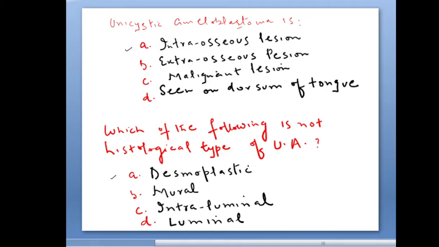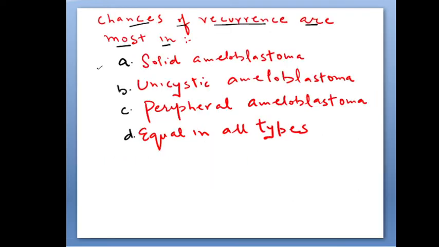Question number four, which of the following is not a histopathological type of unicystic ameloblastoma? Mural, intraluminal, luminal are histopathological varieties. But desmoplastic is not a histopathological type of unicystic ameloblastoma. So the correct option is option number A, desmoplastic.